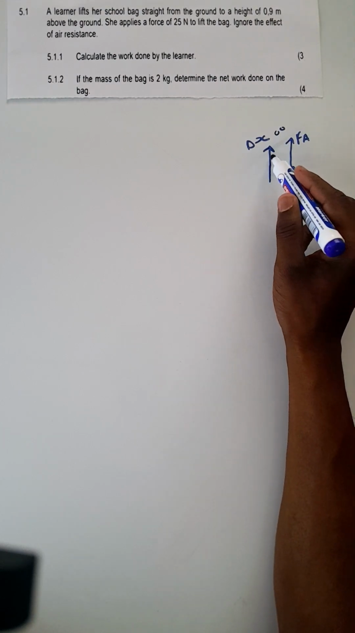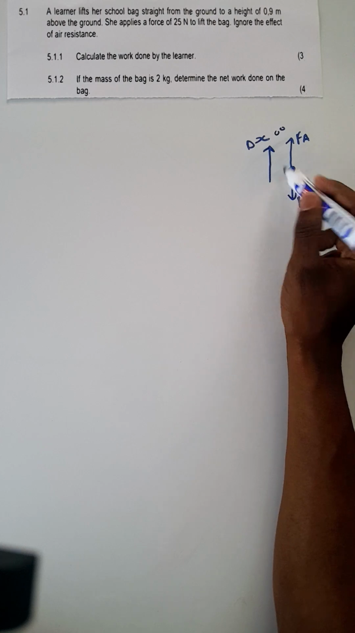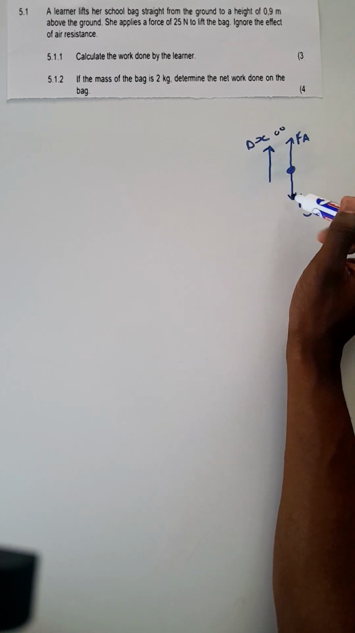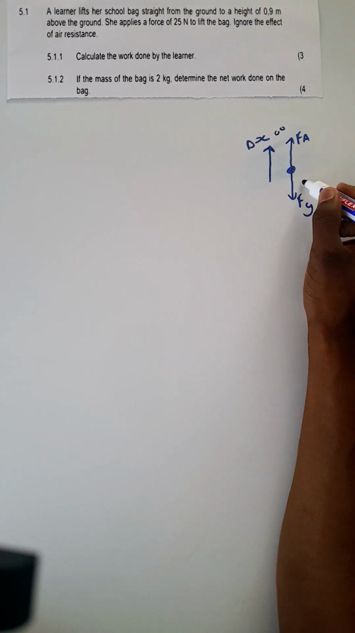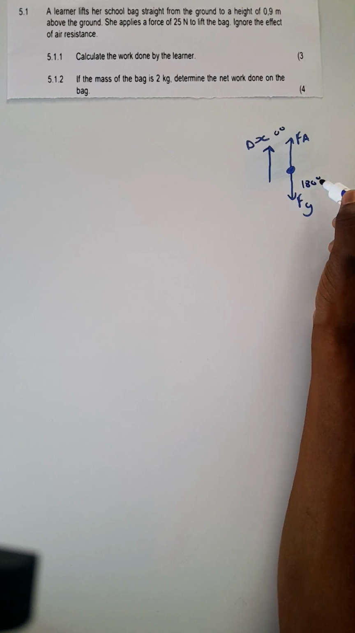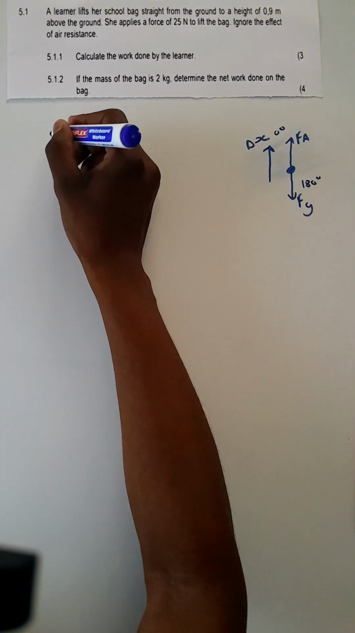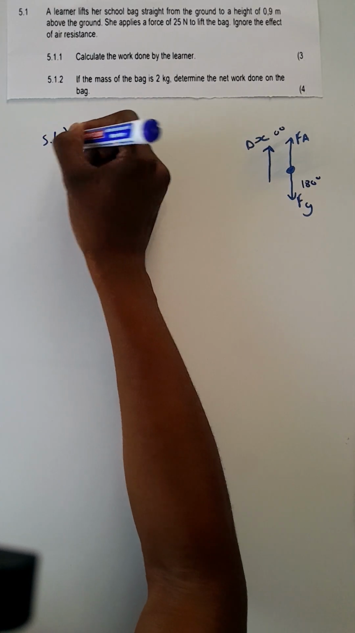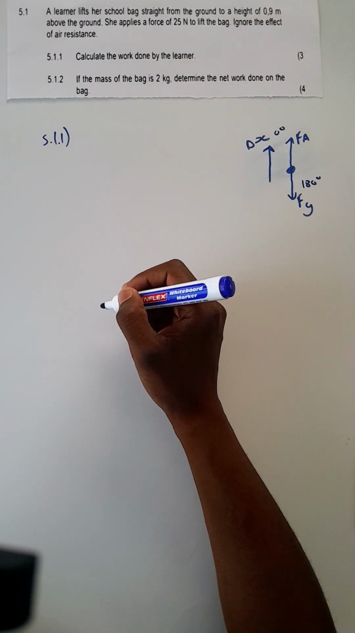And if I have the displacement and the gravitational force, you see the displacement is up, and the gravitational force is down, that means the angle between them is 180 degrees. They are in opposite directions. Then 5.1.1 just wants us to calculate the work done by the learner's force.